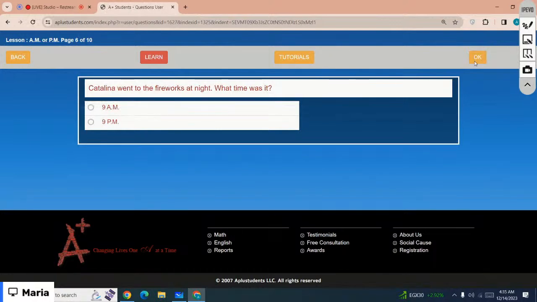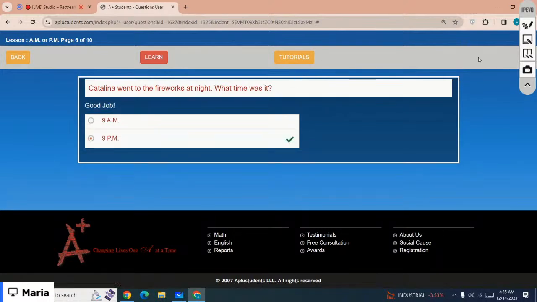Katlina went to the fireworks at night. What time was it? She went at night, right? That means this is 9 p.m. The correct option is 9 p.m.